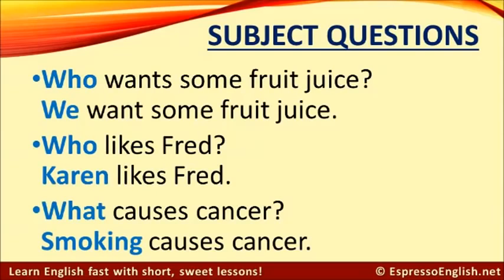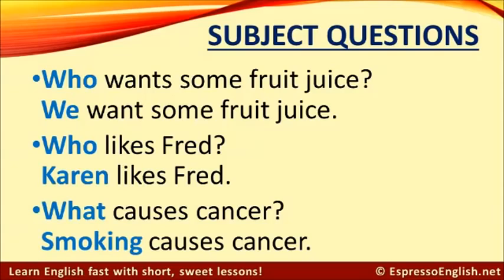Let's look at some examples. Who wants some fruit juice? We want some fruit juice. This question is asking about the subject, who is taking the action of wanting the fruit juice. So we say who wants. Don't say who does want. That's incorrect.